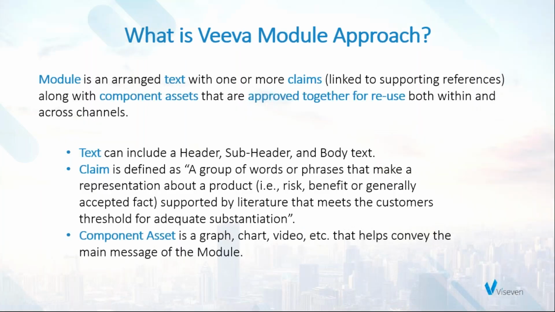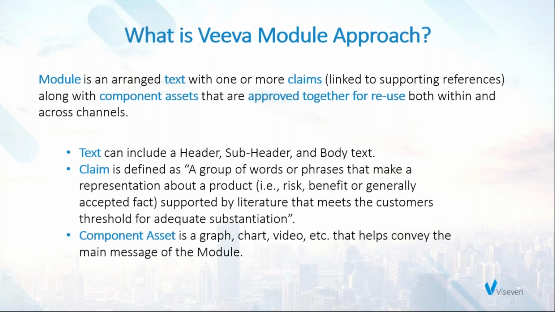Let's find out what the Veeva module approach is. Here, a module is an arranged text with one or more claims that link to supporting references and component assets that are approved for use within and across channels. You can see three components, which are text, claim, and component asset in the Veeva module approach.